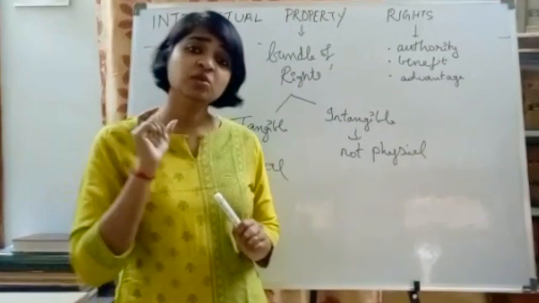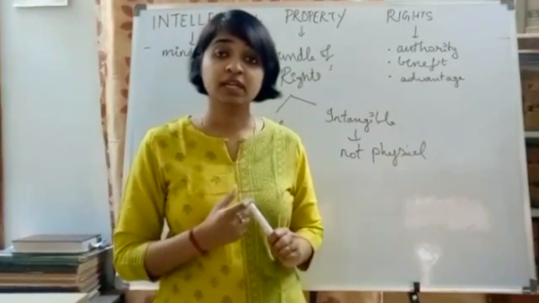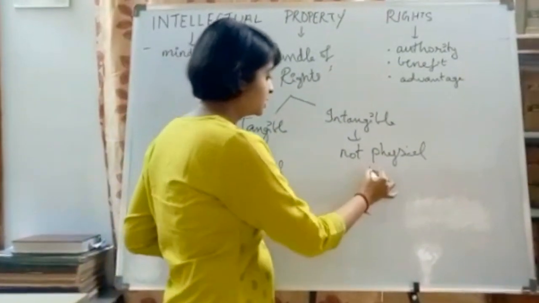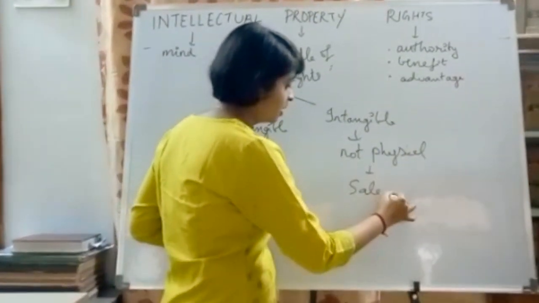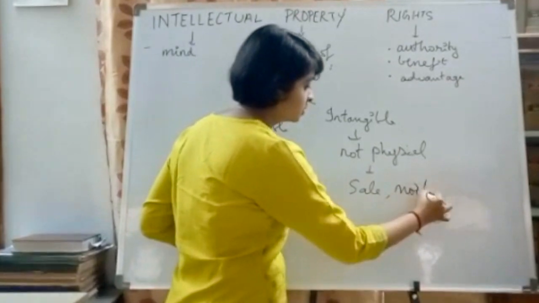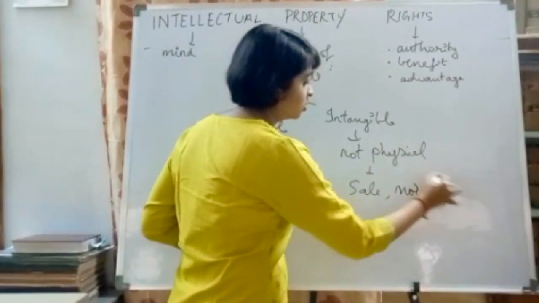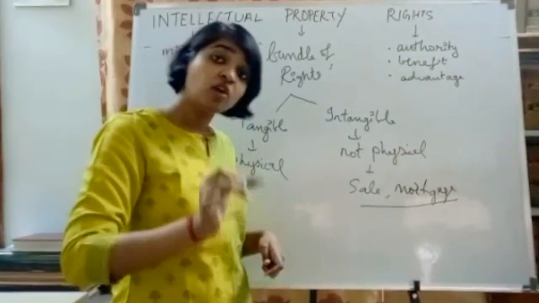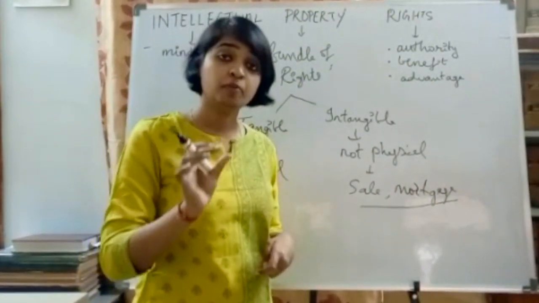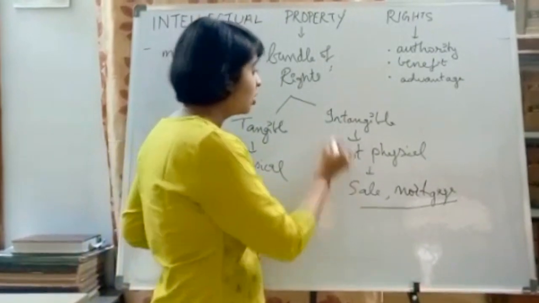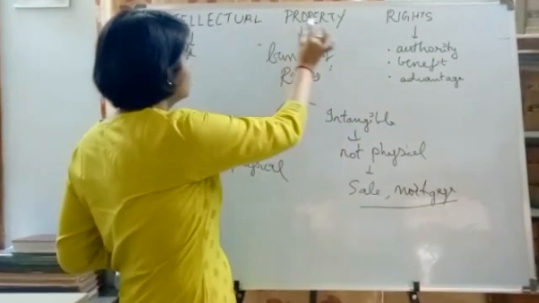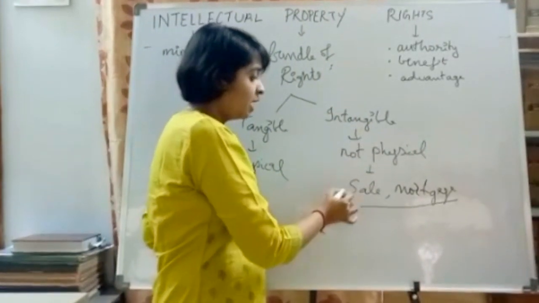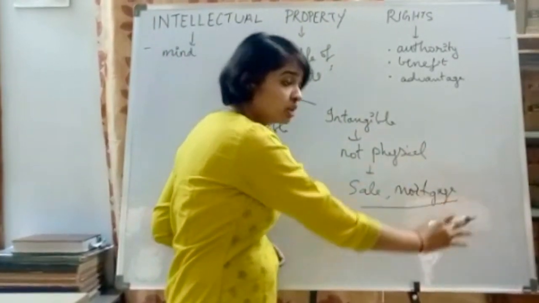Then why do those things come under the ambit of property? Because it is used for sale or mortgage, all those purposes. It is used for all these purposes. So that's why it also comes within the ambit of property. So this intellectual property is a form of intangible property because it is used for the purpose of sale.